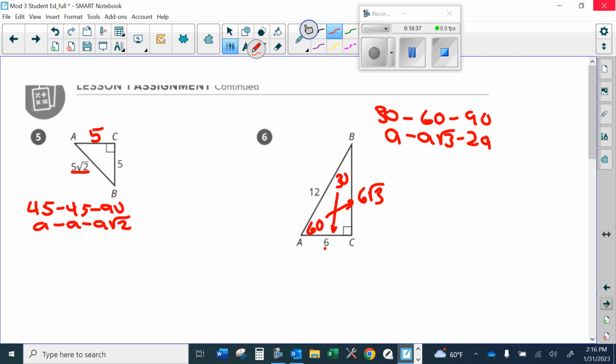Okay. If you did not recognize that, you would have to use the Pythagorean theorem. And in using the Pythagorean theorem, you'd come up with those answers right there. So if you need to check it with the Pythagorean theorem, you can go ahead and do that.